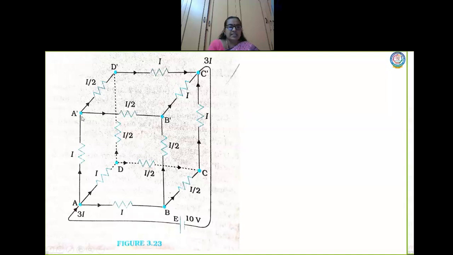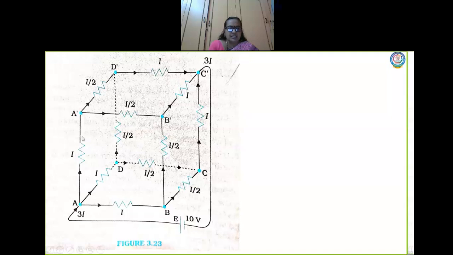Now this is A dash, children. This is also a point where the current is split up. Now listen, this is a junction A dash. Here the current entering the junction is I. Look at the direction of current entering the junction A dash. It is I. Now this current is distributed along A dash B dash and A dash D.